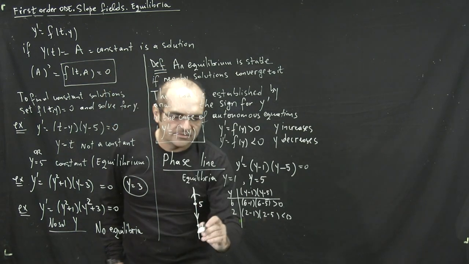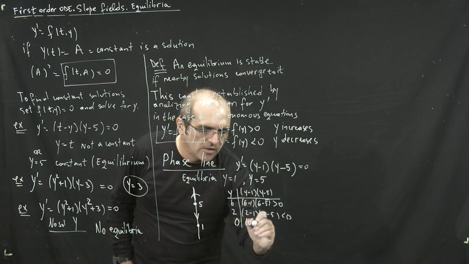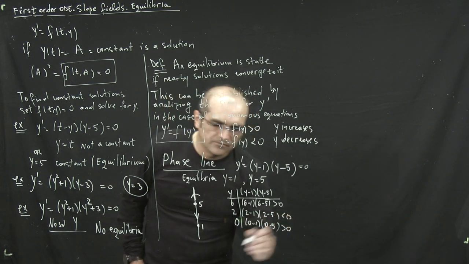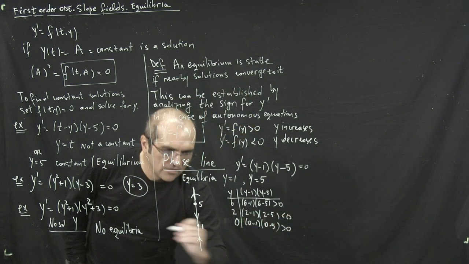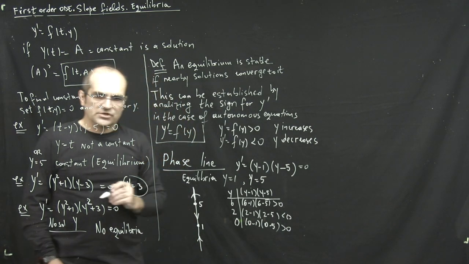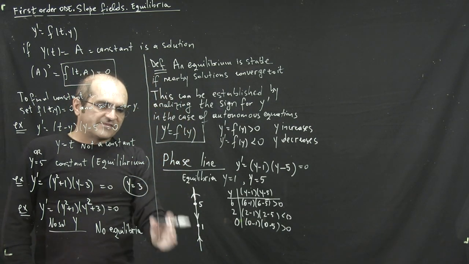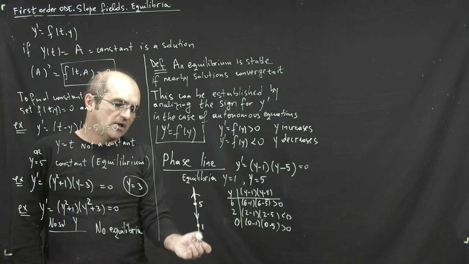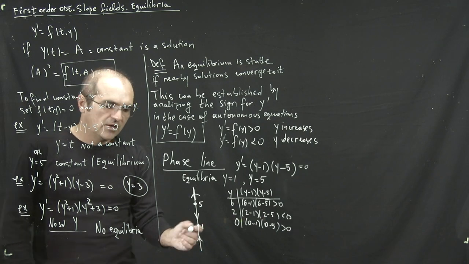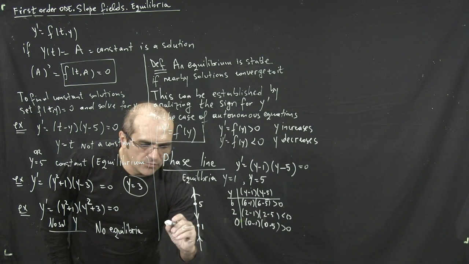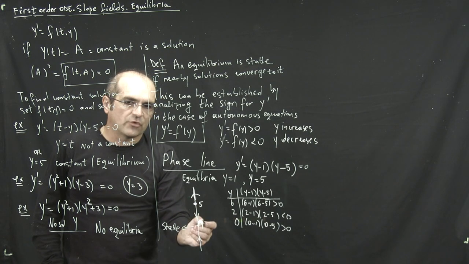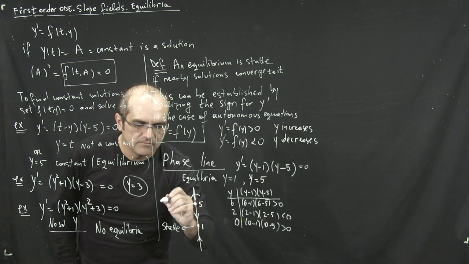Finally, if I pick a test point below 1, let's say 0, plug it into the ODE, and that gives me a positive value. So if I start below 1, that means the solution increases. So from this phase line, we can quickly see that the nearby solutions approach 1. So if I start close to 1, eventually the solution converges to 1. So this will be the stable equilibrium point. And here the solution moves away from it. And so this will be unstable.